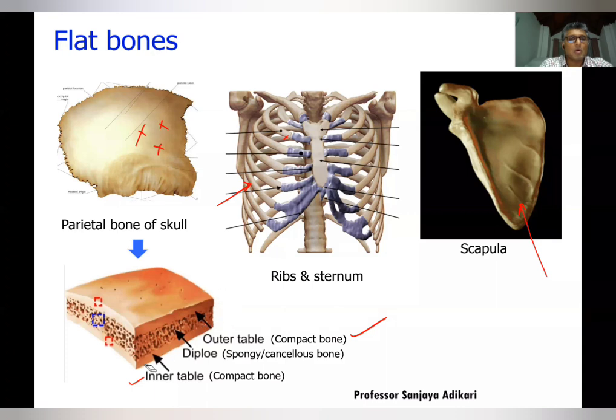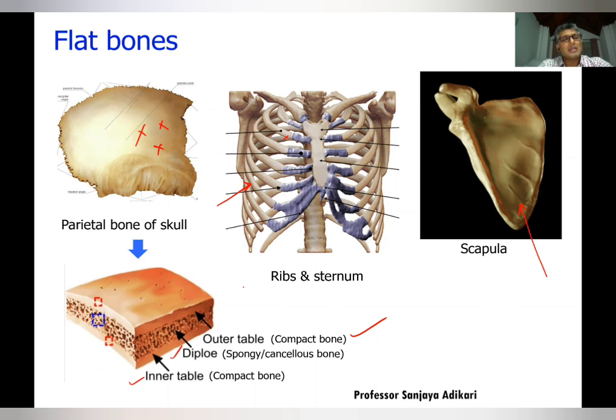In long bones, we had cancellous bone on either side in the epiphysis and compact bone mainly in the diaphysis area, covering the diaphysis. Here in flat bones, you get compact bone on either side and the spongy bone in the middle like a sandwich. This middle part is called diploe, and the outer one is the outer table and the inner one is the inner table.